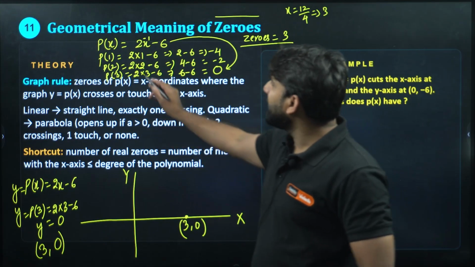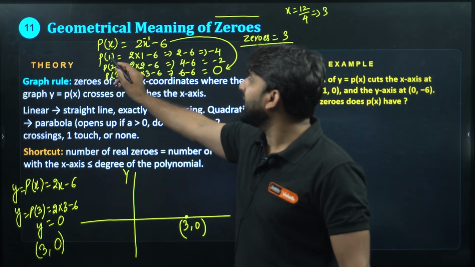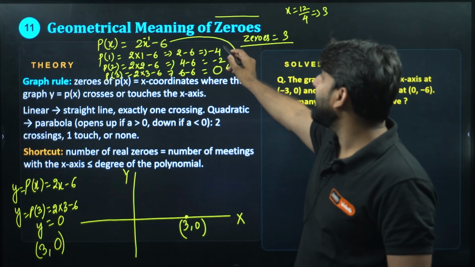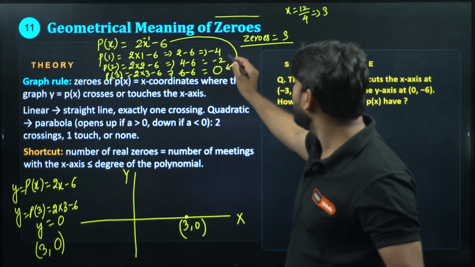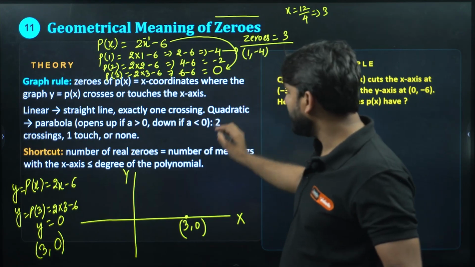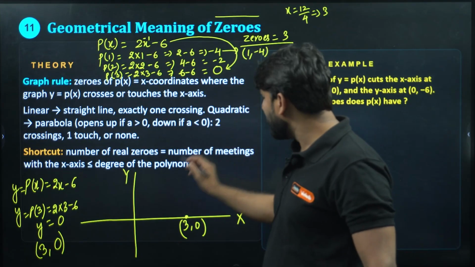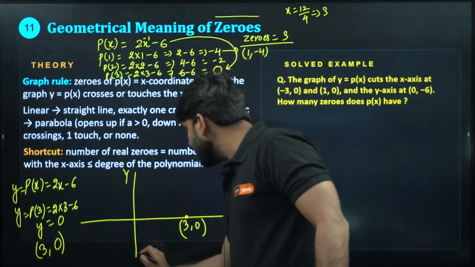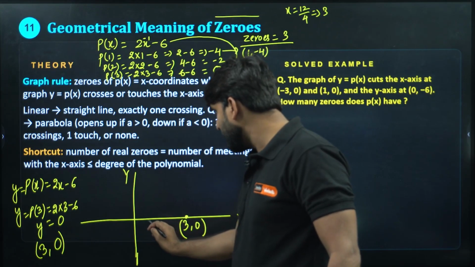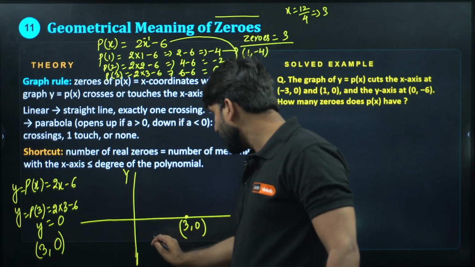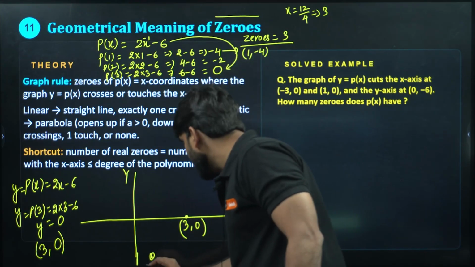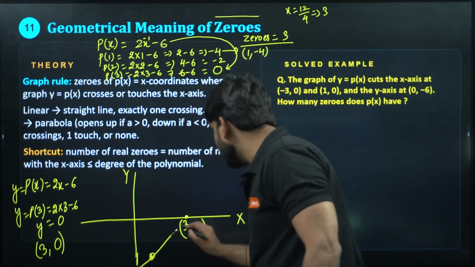Now take one more. If we put p(x) with x is equal to 1, we are getting minus 4. So when we are putting x as 1, y we are getting is minus 4. So where will be the coordinate? (x, y) is (1, minus 4). So this will be here somehow, 1 here, and minus 4 something here. My dear champion, if we join these, the line will look like this.